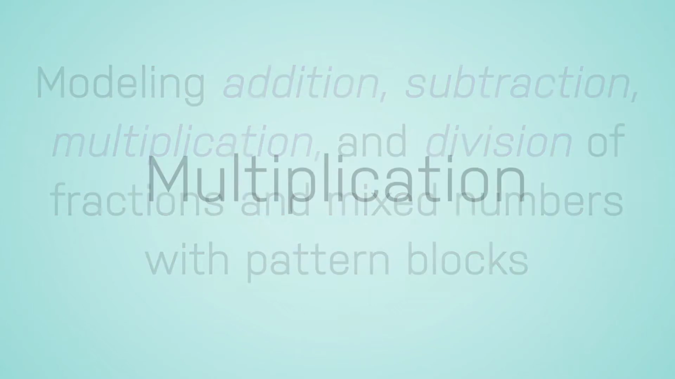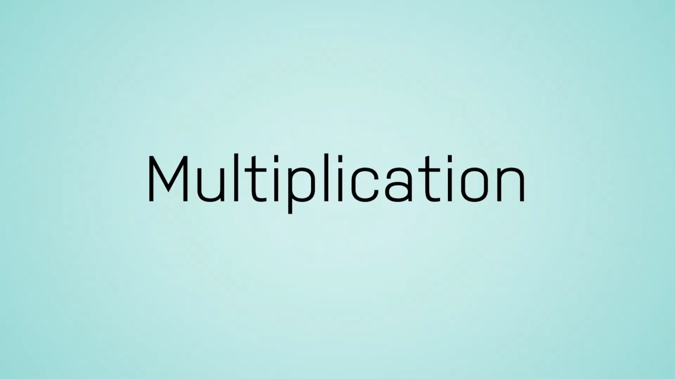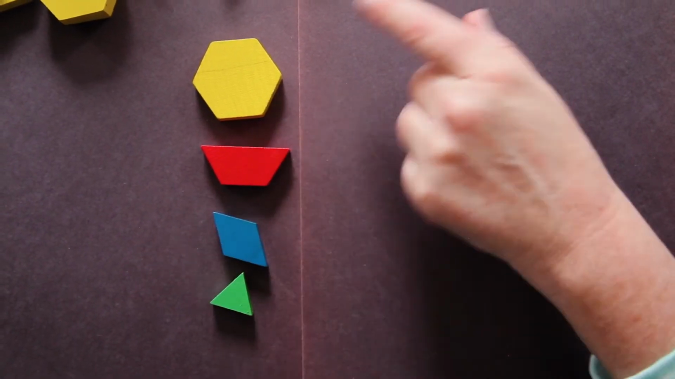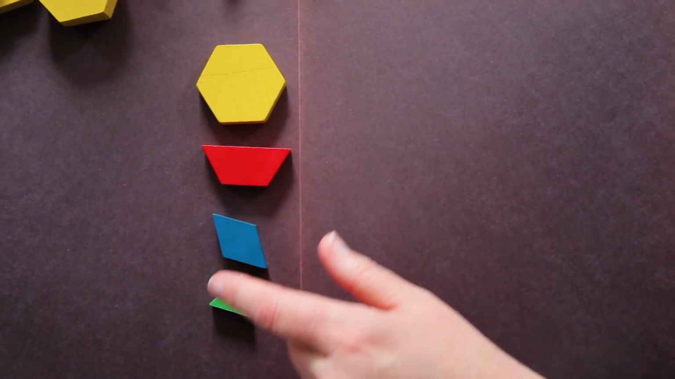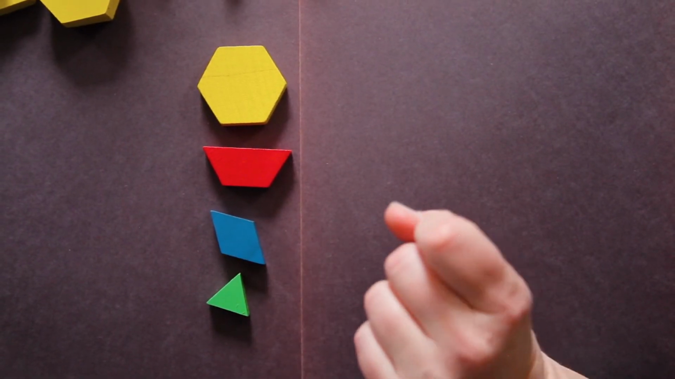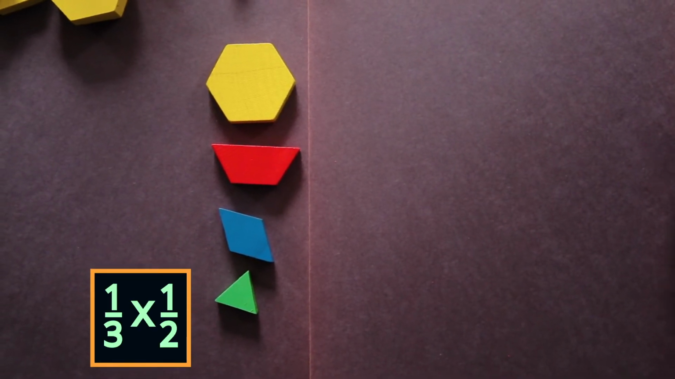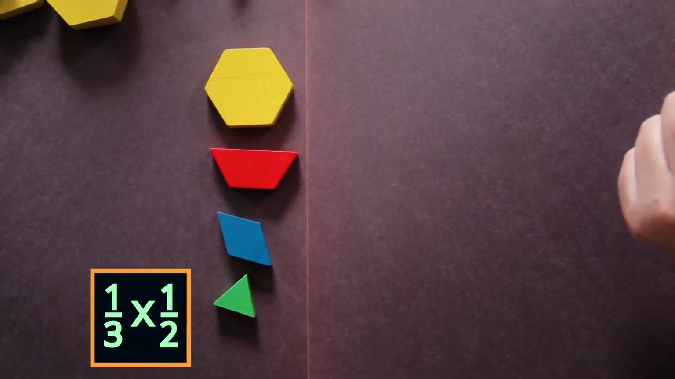In this video, I'm going to demonstrate how to model multiplication of fractions and mixed numbers using pattern blocks. So again, I still have these same pattern blocks. I've got a hexagon, a trapezoid, a rhombus, and a triangle, and I'm going to use those to represent 1/3 times 1/2. First thing I have to do is decide what does a whole look like.